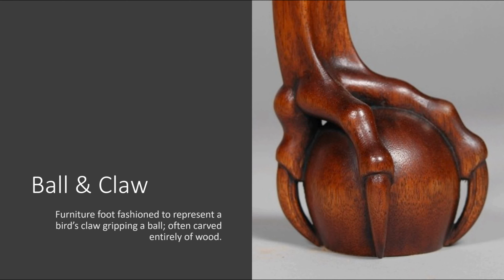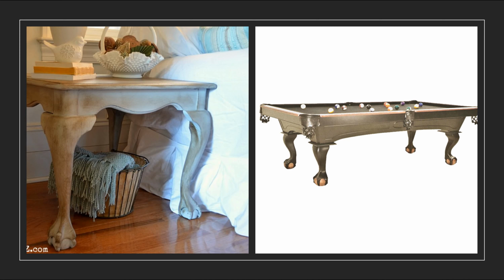Okay, this one is always a little bit weird, but I do kind of like them. I like them on bathtubs. I don't think I would put them on my other furniture, but this one's super easy because it's called a ball and claw, and it looks like a ball inside of a claw. It's a furniture foot fashioned to represent a bird's claw gripping a ball, often carved entirely out of wood, but they can be out of metal and stones as well.